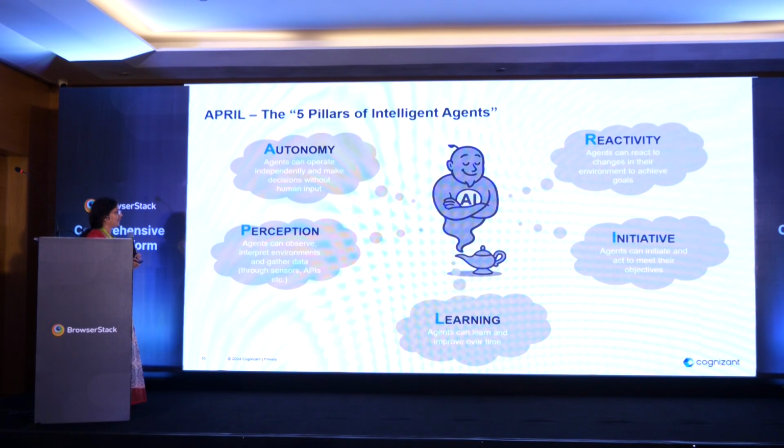I'll move on. I just tried to keep it simple. It's easy to remember the acronym APRIL. If somebody asks you what an agent can do, an agent has to be autonomous. An agent has to be able to perceive. It should sense the changes in the environment and be able to act. It should be able to react.